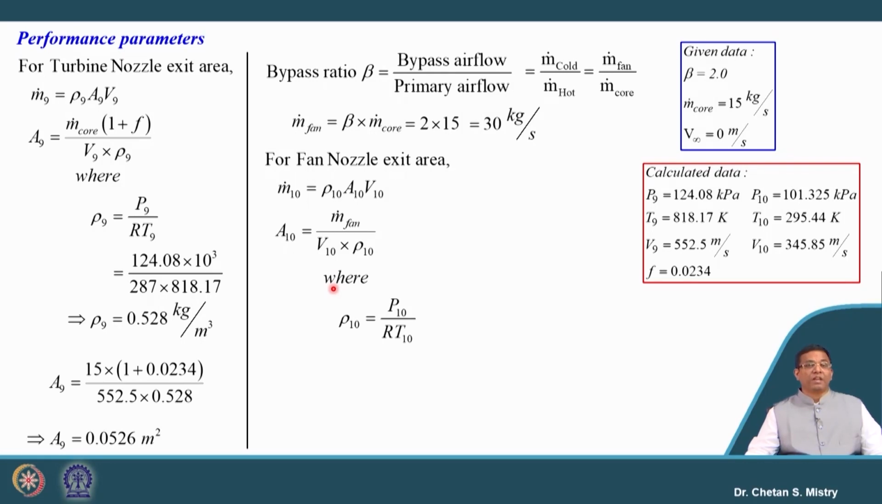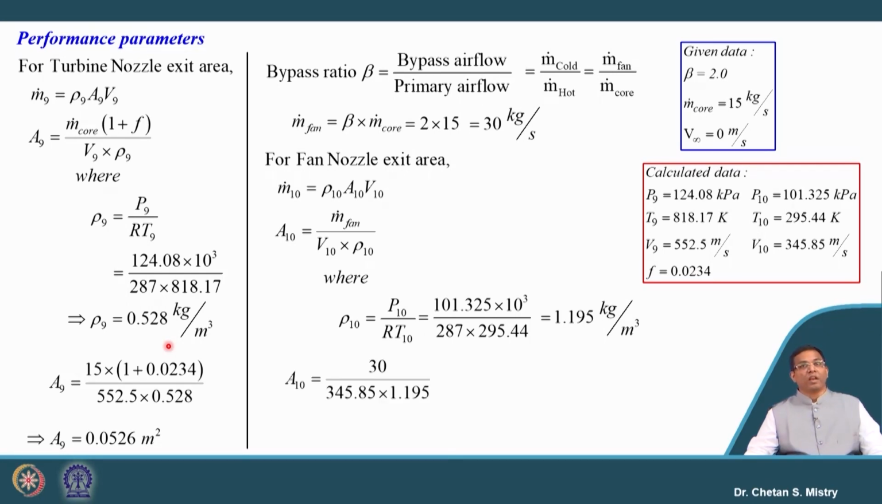This density we are putting as P10 by RT10, and this pressure and temperature values are known to us. So, it says exit density is coming to be 1.195 kg per meter cube. Just realize the number, this is where we are talking about my density, it is 1.19. Here for the exhaust gas my density is different.